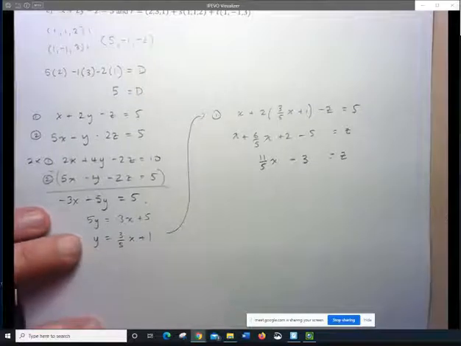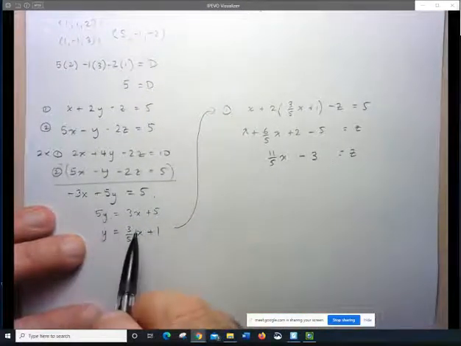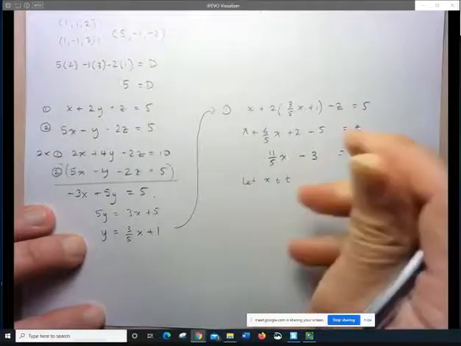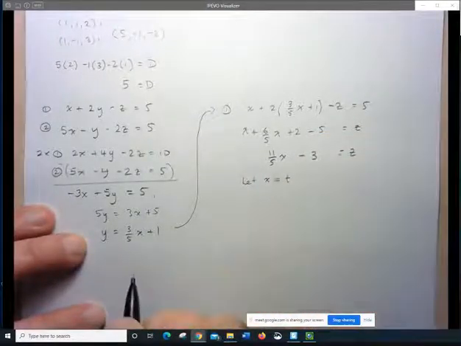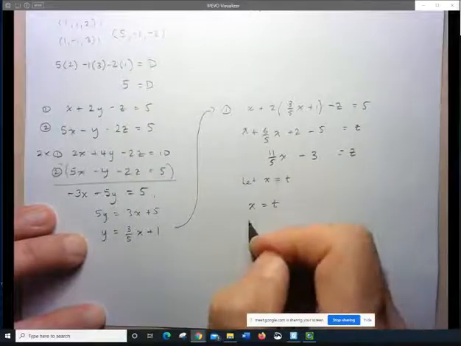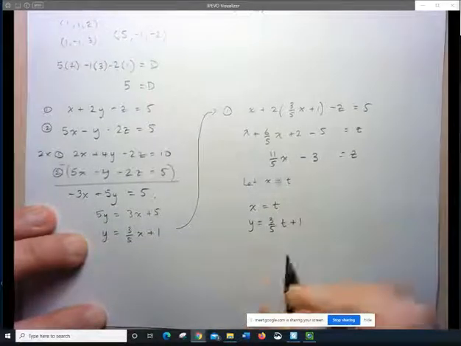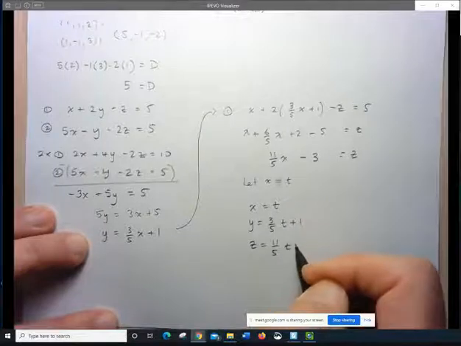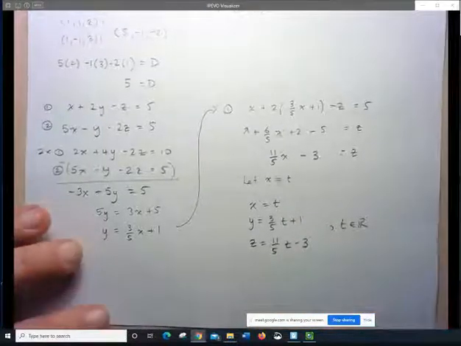Okay, so what have I accomplished? I've written z in terms of x and y in terms of x, so I'm going to let x be my parameter. The equation of my line is given by x equals t, y equals 3 over 5 t plus 1, and z equals 11 over 5 t minus 3, where t can be any real number.